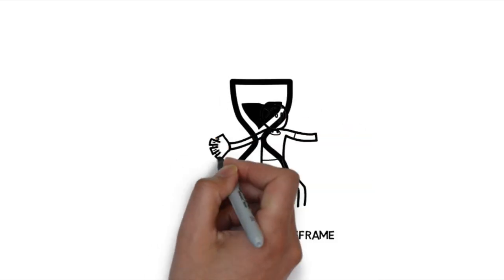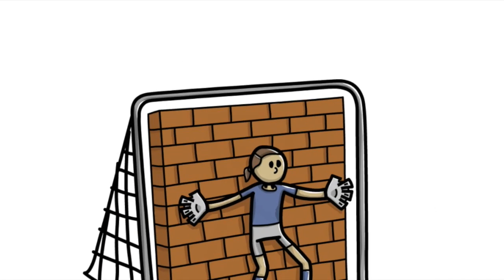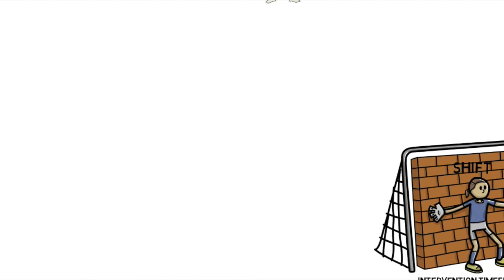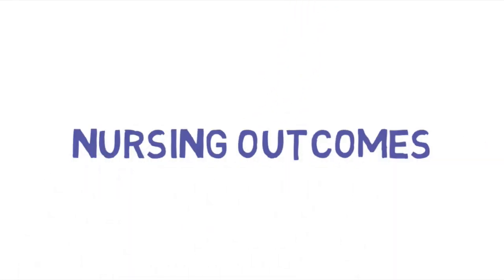We should limit this to something like during my shift. By making it into a specific time frame, this lets us know where a patient is versus where we want them to be. The official NANDA title of these goals is Nursing Outcomes. So whenever you see nursing outcomes, think SMART goal.